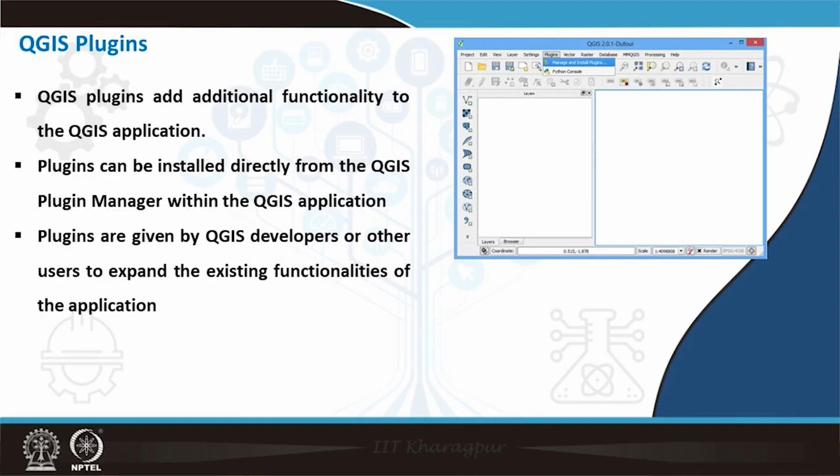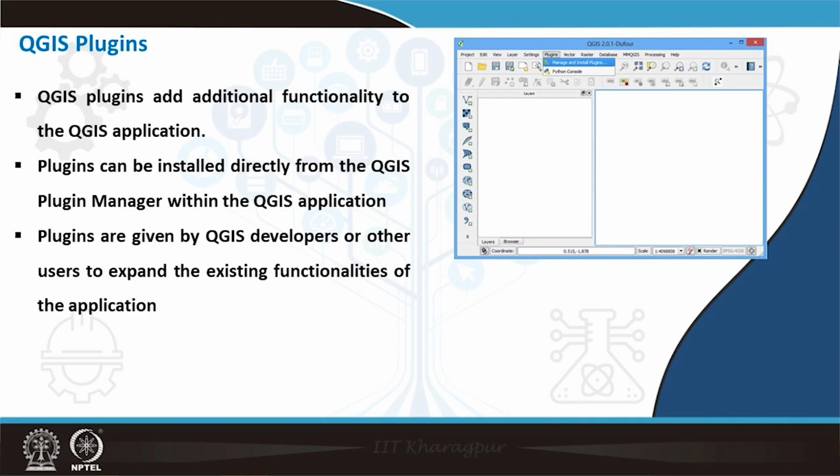So QGIS plugins can be downloaded from the plugin repository using the plugins menu in QGIS. There are different kinds of plugins available: core plugins, external plugins, and experimental plugins. Core plugins are part of the QGIS application, so they just require enabling in the QGIS software. External plugins are the plugins which can be found on the internet and downloaded through the plugin repository. We will see how to download from this plugin repository in the QGIS software practically.